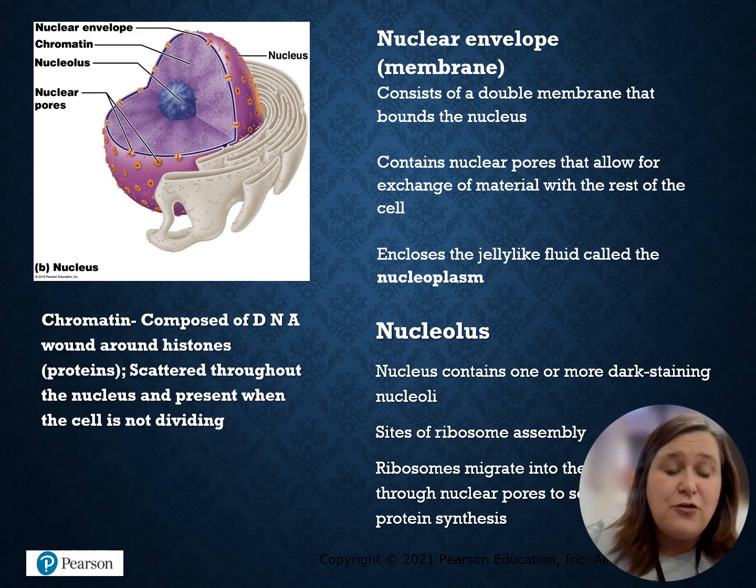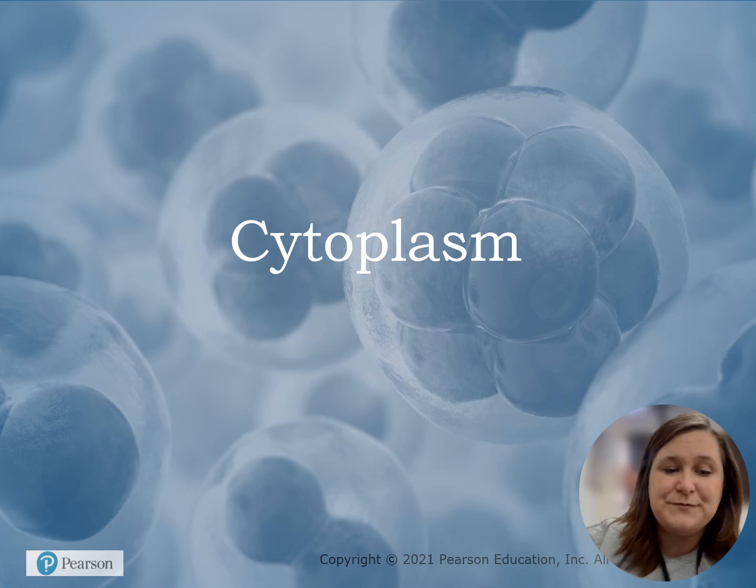Another important thing to care about here, if you see these little darker lines running throughout, that's our chromatin. Chromatin is going to be composed of DNA wound around histones, and we will talk a little bit more about this later. It's going to be scattered throughout the nucleus, and we can see it when the cell is not dividing. So that is where our actual DNA lives.